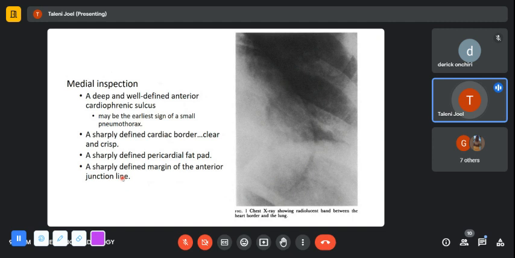And then a sharply defined pericardial fat pad and a sharply defined margin of the anterior junctional line.